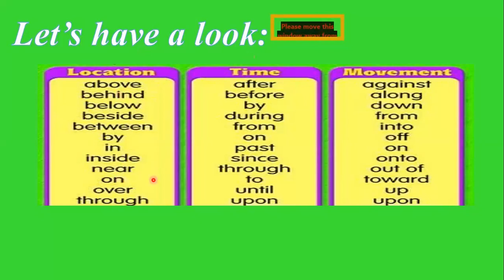For location or for place. Okay, now for time: after, before, by, during, from, on, past, since, through, to, until, upon. Okay, these are all the prepositions for time. And the prepositions for movement include against, along, down, from, into, off, on, onto, out of, towards, up, or upon. All of these are going to tell you the location or the direction of movement. Okay, so I hope this is clear.